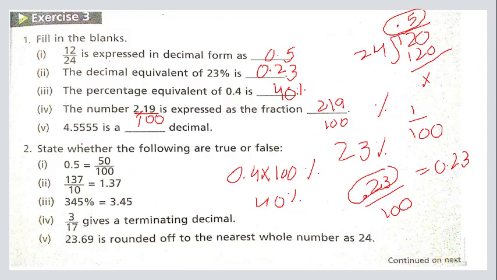Now the last one, 4.5555 is a dash decimal. Now in a decimal number, after the decimal point, if the same number is repeated, then this kind of decimal number is called a recurring decimal. R E C U R R I N G. So you should write recurring in this blank.